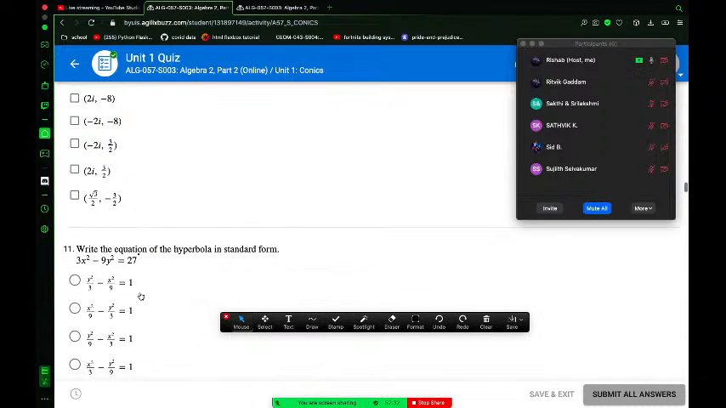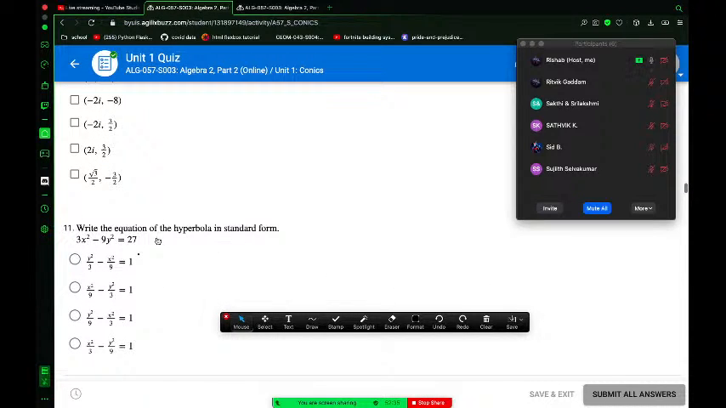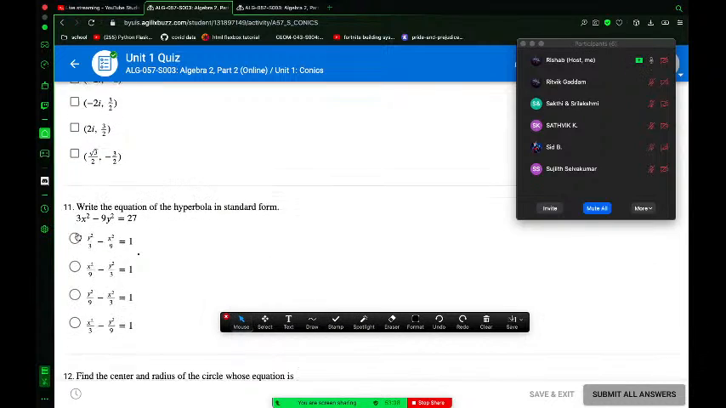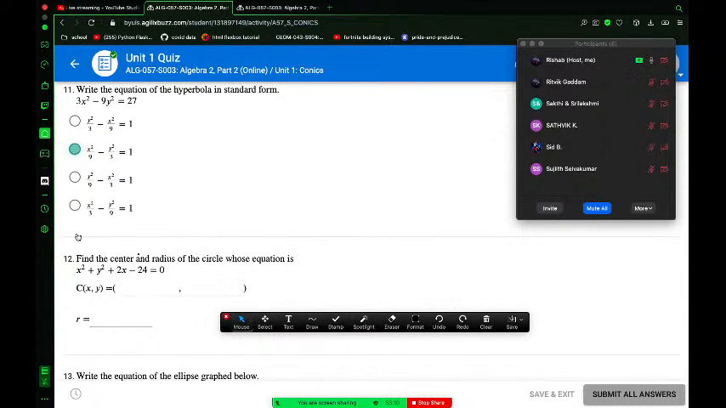Stop being slow. Okay, write the equation of the hyperbola in standard form. So basically what we have to do here is divide both sides of the equation by 27. That's what makes this so tricky and easy. Obviously, 3 over 27 simplifies to 1 over 9, and that's 1 over 9 times x squared. So obviously it's this one, so we can select that.